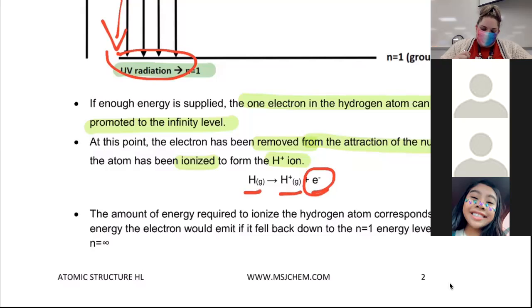The last part here says that the amount of energy required to ionize it corresponds to the energy that the electron would emit if it fell back down from infinity to the very first energy level, the ground state. So the energy difference between the infinity level and the n equals 1 level, we can measure or calculate. And we can use the frequency to calculate the energy. I misspoke. Okay.